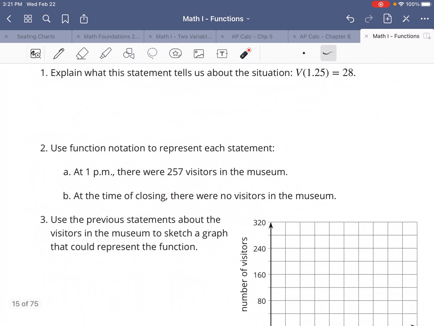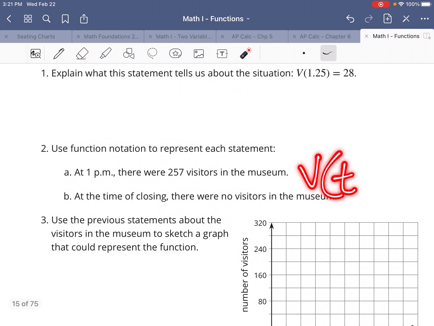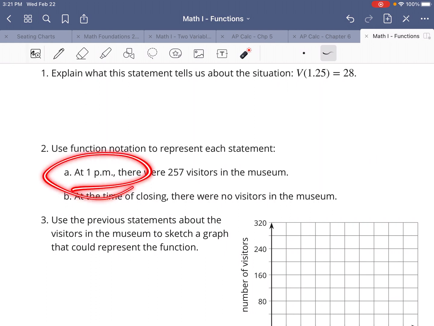This one down here, when you go to write your v of your time or your hours equals some number of people, how many hours after 9 a.m. is 1 p.m.? Because remember, your input is hours since opening. Again, at time of closing, how many hours after opening did the museum close?